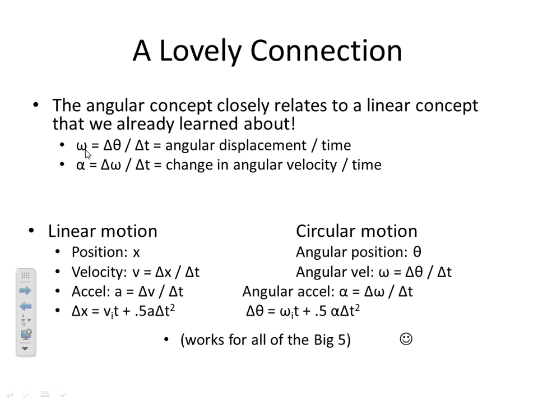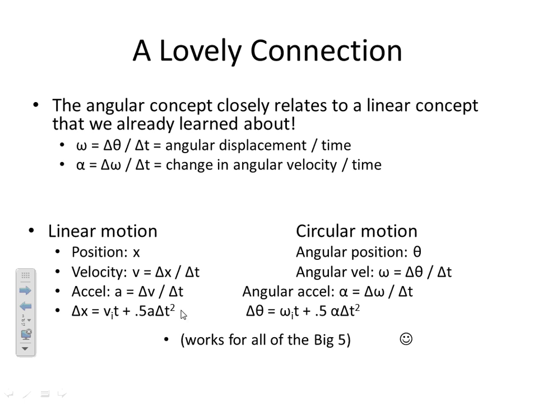So omega, which was the angular speed, is just, instead of saying distance divided by time, we say the change in angle divided by time. Alpha, which is the acceleration, is change in omega divided by delta t. Delta t doesn't get to change into a Greek letter. So position is x in linear; in circular, we have theta.